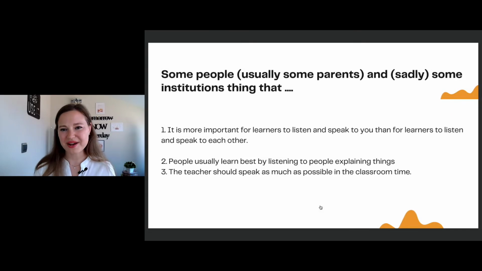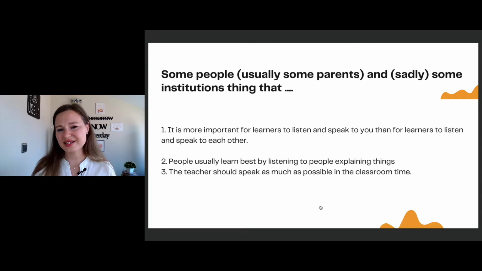Well, mainly parents, and sadly some institutions consider that it is more important for learners to listen and speak to you, to the educator, rather than to other learners. That's, I'm afraid, not true. And they do not benefit from speaking to you only. They mainly benefit from speaking to each other, communicating and finding some strategies to make their communication more effective.